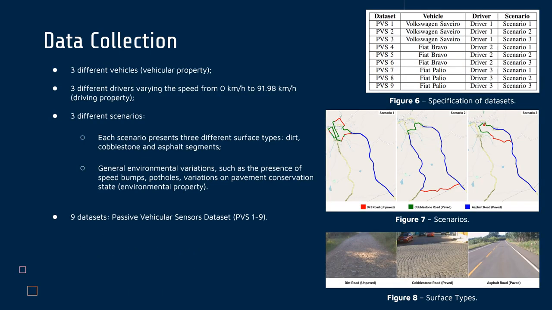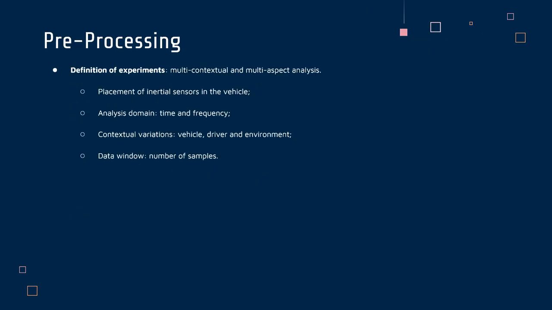The sensor network was applied to 3 different vehicles, driven by 3 different drivers, in 3 different scenarios, where in each scenario there are 3 surface types: dirt, cobblestone, and asphalt segments. Each scenario also presents general variations in the environment, such as presence of irregularities and obstacles. In this way, 9 datasets were produced through the combination of vehicles, drivers, and scenarios.